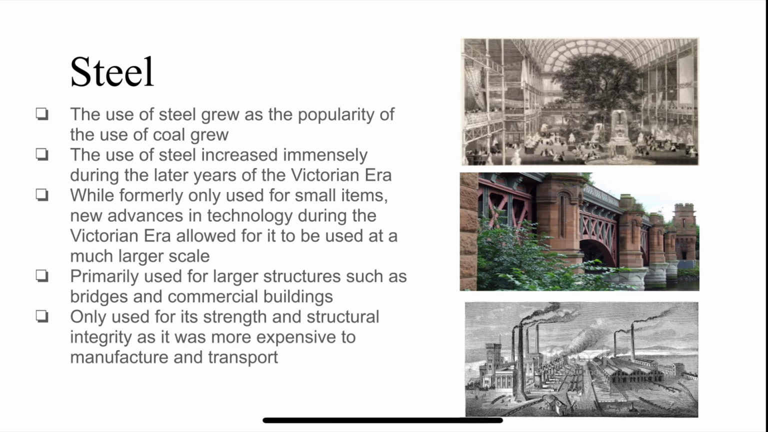Steel. The use of steel grew as the popularity of coal grew. The use of steel increased immensely during the later years of the Victorian era. While formerly only used for small items, new advances in technology during the Victorian era allowed it to be used on a much larger scale, primarily for larger structures such as bridges and commercial buildings. It was only used for its strength and structural integrity, as it is more expensive to manufacture and transport.